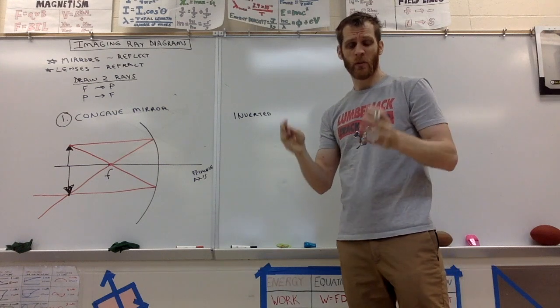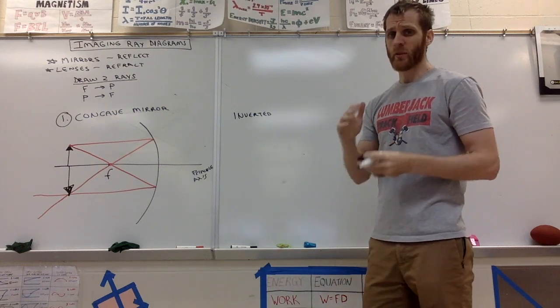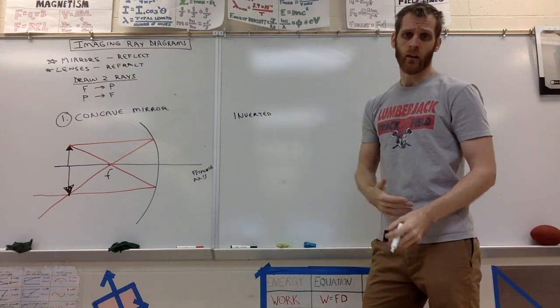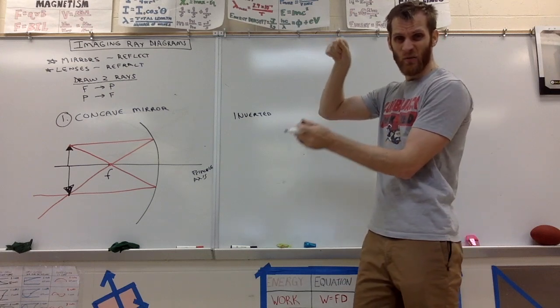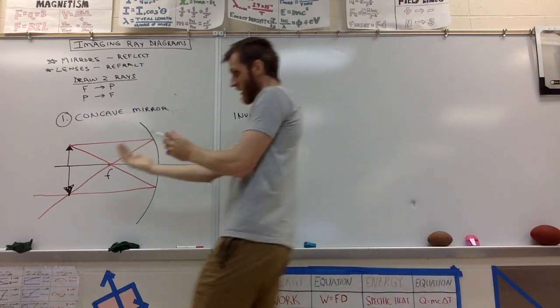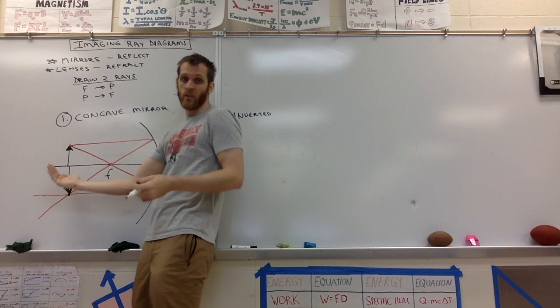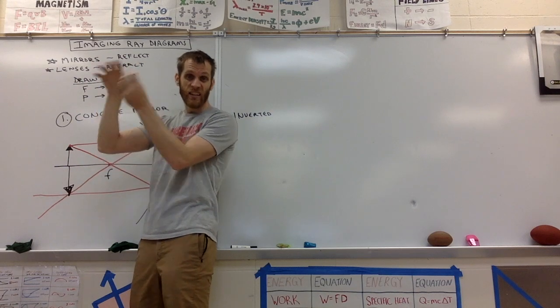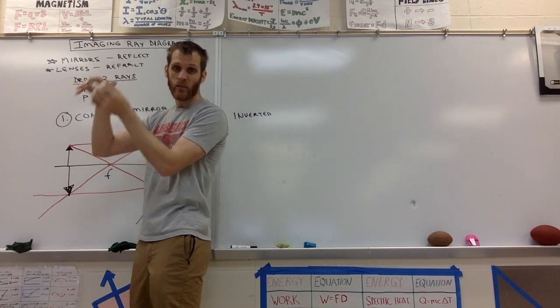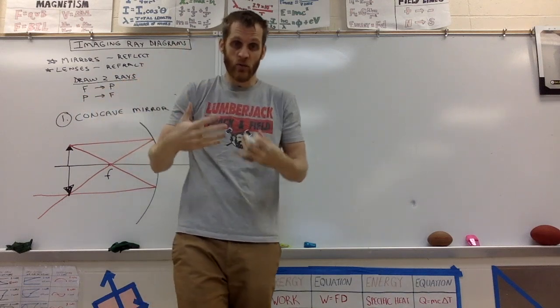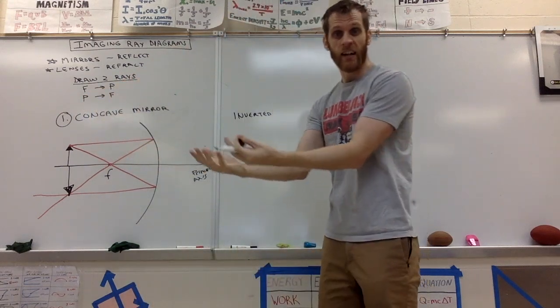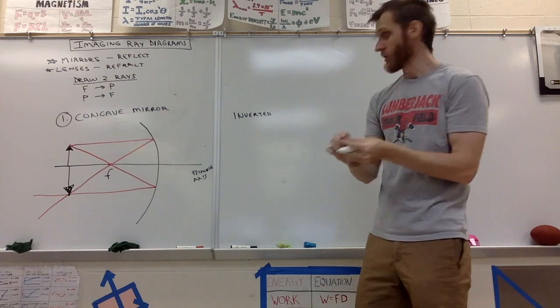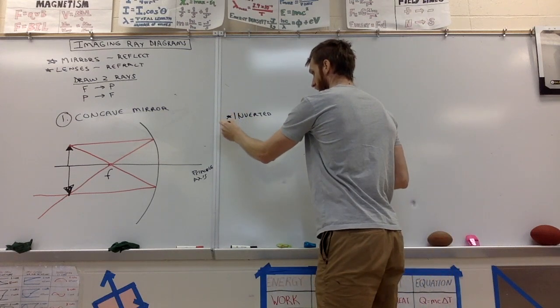And we'll talk about the difference between real and virtual. A real image is something that you can actually project on a screen. So if I take this mirror, I can put a screen right here, or a piece of paper, or some sort of object here, and I can actually see the light hit that screen, and it actually shines light on that object, and I can see it on that object. It's a real image. So this is inverted, and it's real.